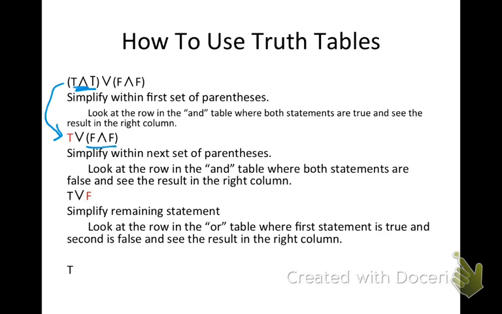Now I have to deal with the next set of parentheses. False and a false. Oh, I've got 2 falses with an and. That is definitely false. So that becomes that. So now my new problem looks a lot simpler. I'm just doing a true or a false, and the result of that is true.